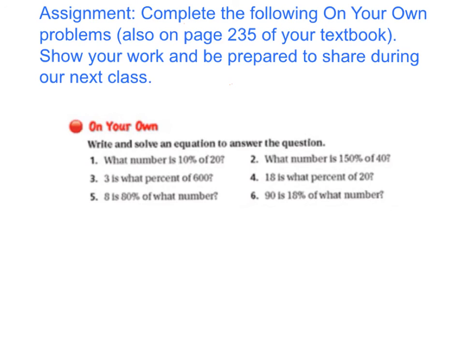Your assignment for this lesson is to complete the following on your own problems. They're also on page 235 of your textbook. Be sure to show your work and be prepared to share during our next class.